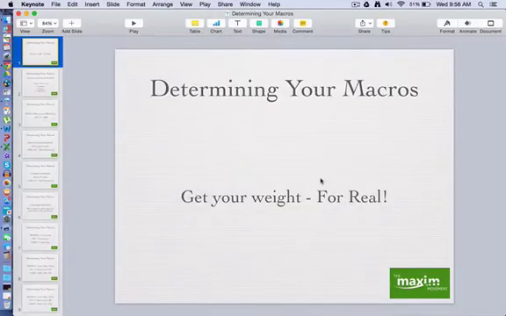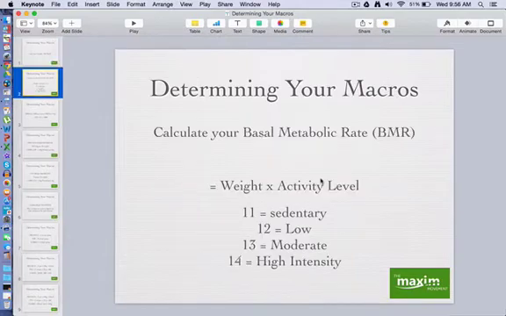So with regards to determining your macros, the number one thing that you need to do is get on a scale. And I know people hate looking at their actual number, but unfortunately denial gets us nowhere. So we need to find exactly where you are today on the scale. And then what we're going to do is determine your basal metabolic rate. Your basal metabolic rate is what your calorie intake should be just to maintain your weight.